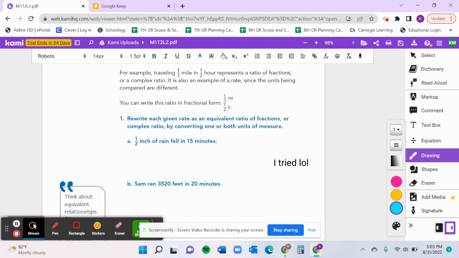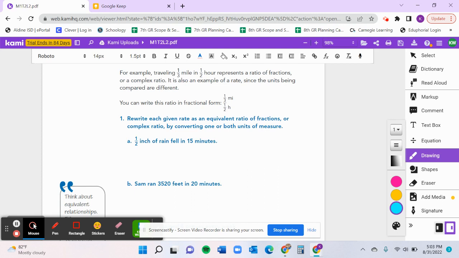I will now read number 1. In this activity, you're going to rewrite each given rate as an equivalent ratio of fractions or complex ratio by converting one or both units of measure. And I'm going to read each of them.